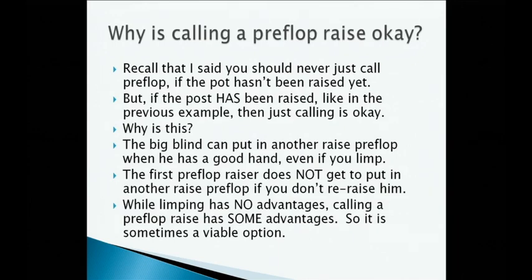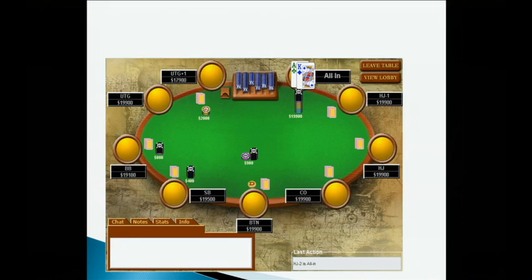The reason why in the first case there's no real advantage to not raising, like just calling, is because the big blind, if the big blind has a good hand, they can still raise anyway. So it doesn't matter. But in this case, there is a huge incentive to not re-raise, right? What is the huge incentive here?